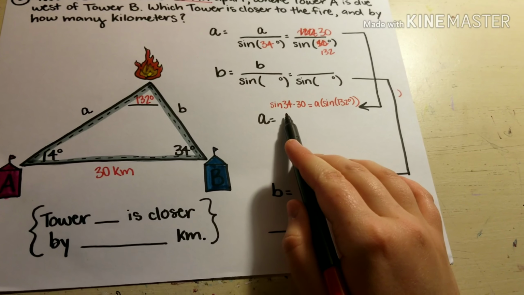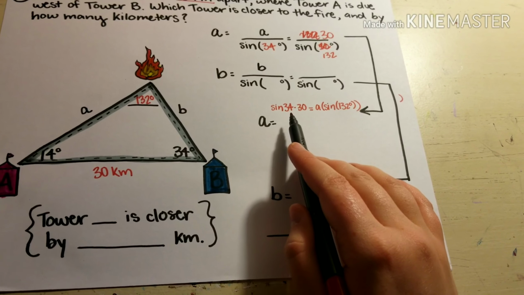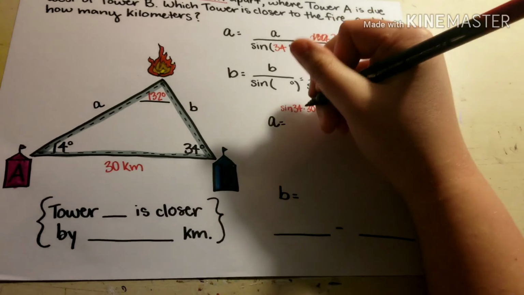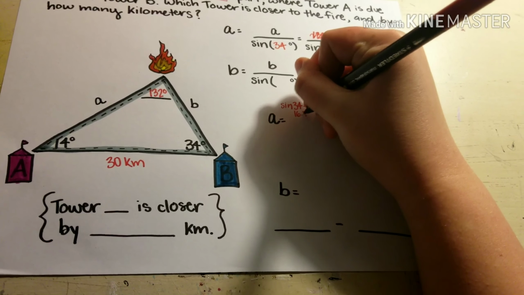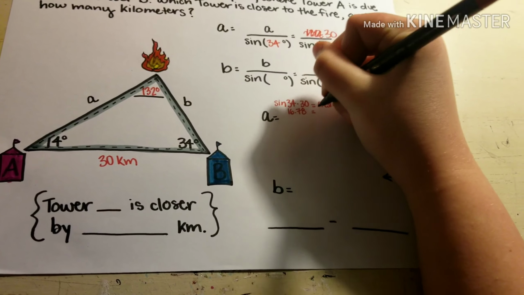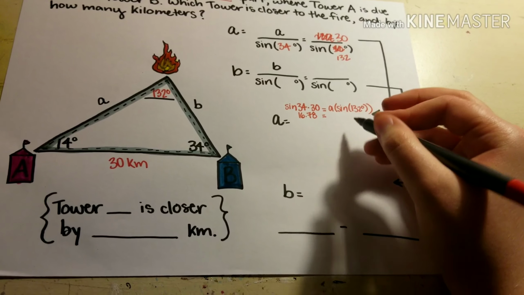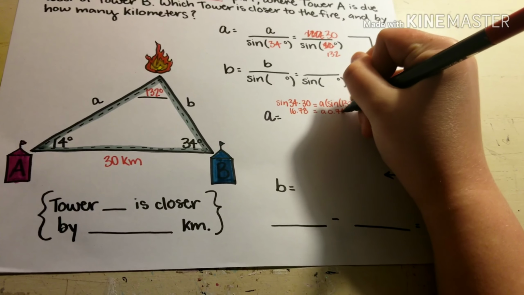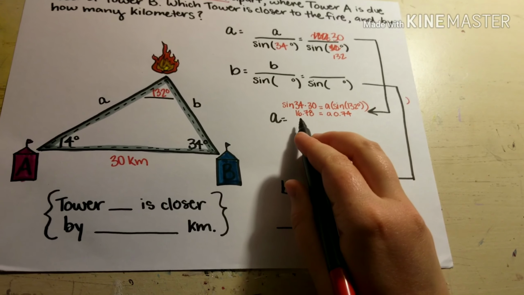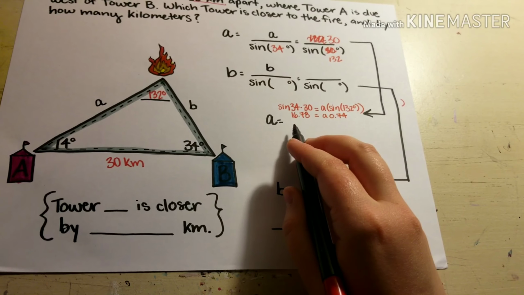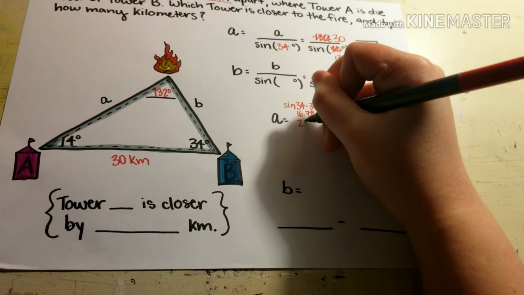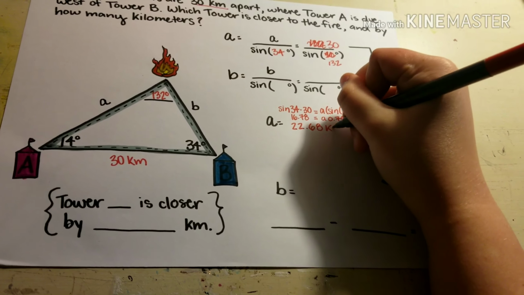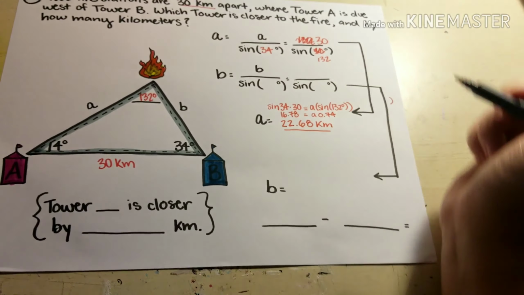And then when you simplify this side, sorry, I'm trying to find my work over here, you would get 16.78. And the sine of 132 is 0.74. So once you divide on the other side, you would get 22.68, and that's in kilometers. So that is your distance for A.